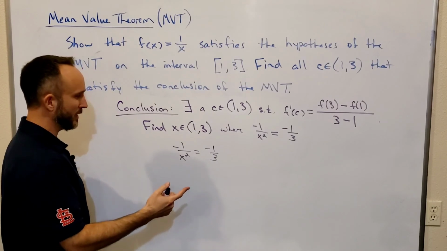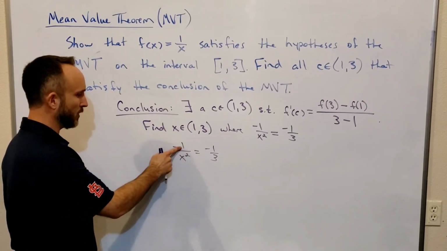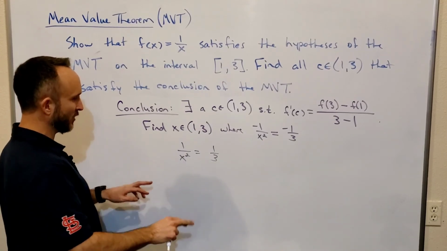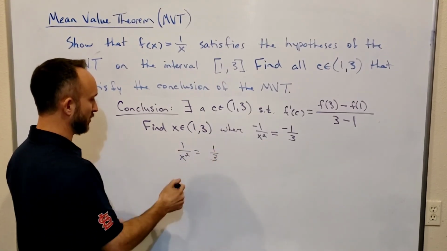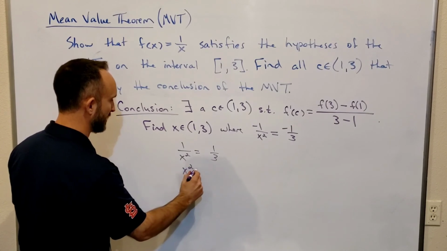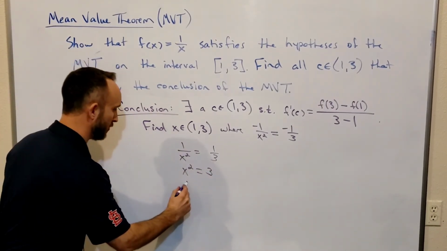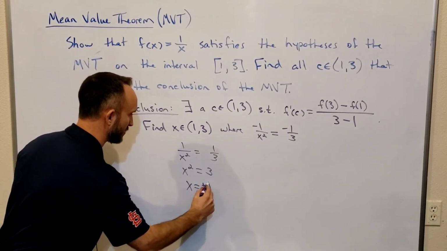The first thing I would do is multiply both sides by negative 1 to get rid of the negatives. There's lots of ways to handle this, but the next thing I would do is take the reciprocal of both sides, which turns this into x squared and turns that into 3. And then taking the square root of both sides, I get plus or minus the square root of 3.